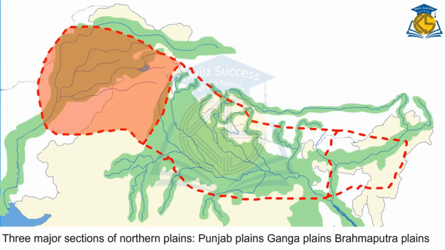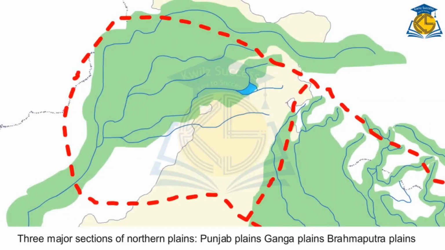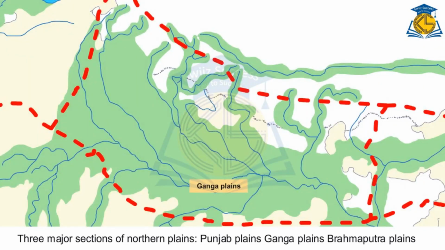The northern plains is divided into 3 major sections. 1. The western part drained by Indus and its tributaries Jhelum, Chenab, Ravi, Beas and Sutlej is known as the Punjab Plains. A major part of it lies in Pakistan. 2. Ganga Plains. The middle section lies between Ghaggar and Teesta rivers.